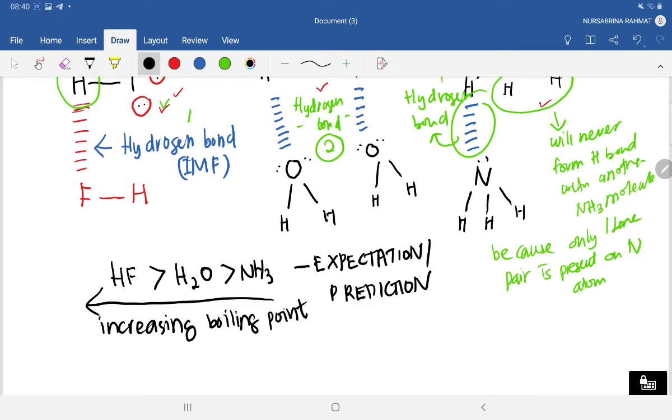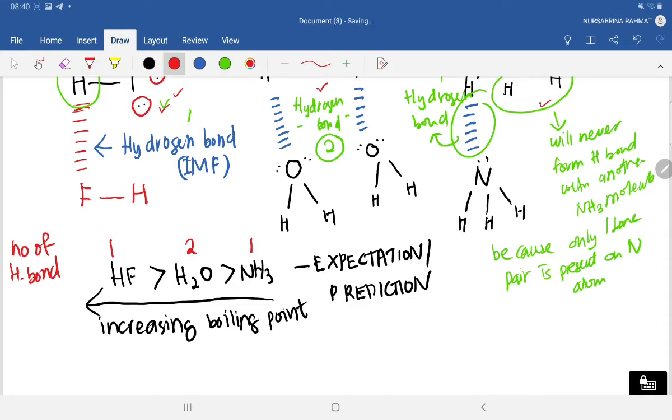However, it's not the same. Why? Besides electronegativity, the strength of hydrogen bonding is also contributed to by the number of hydrogen bonds a molecule can make. So as we drew initially in the picture above, HF can form one H bond, water can form two H bonds, and ammonia can form only one H bond.